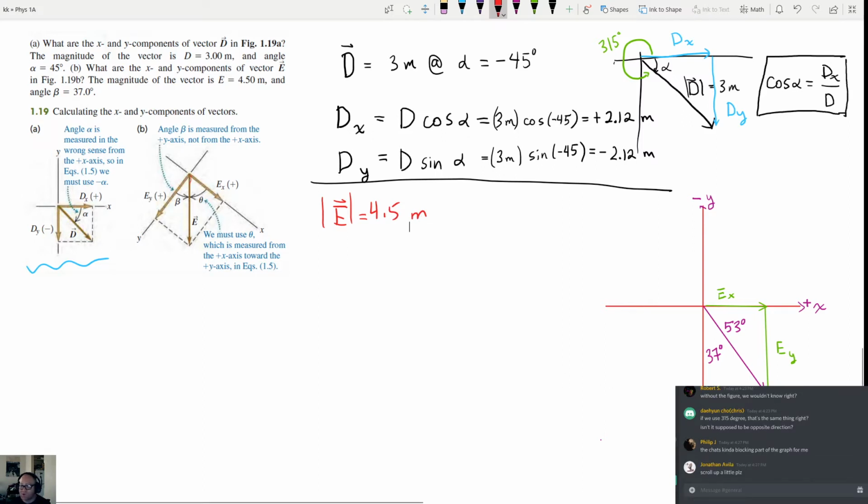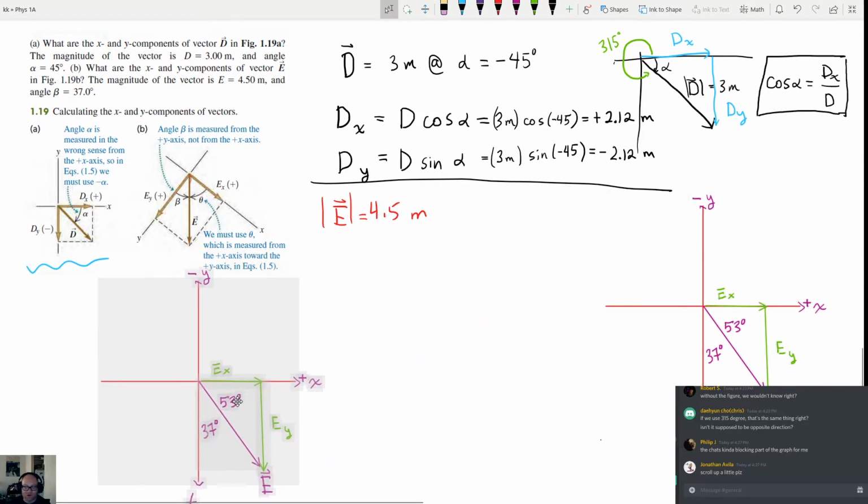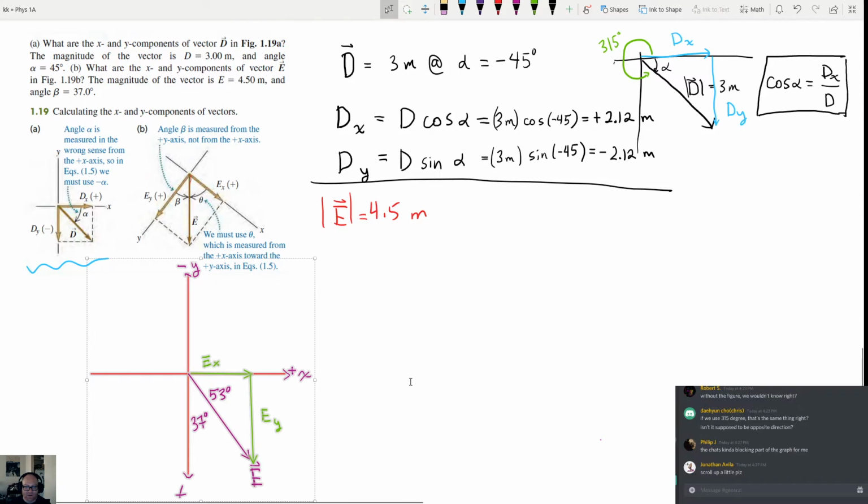Oh, yes, the chat is blocking the graph, so this is a new problem. I will fix that. Thank you for noting that. I need to remember this area down here to the right is a no draw space. There we go. It's a positive point down here.